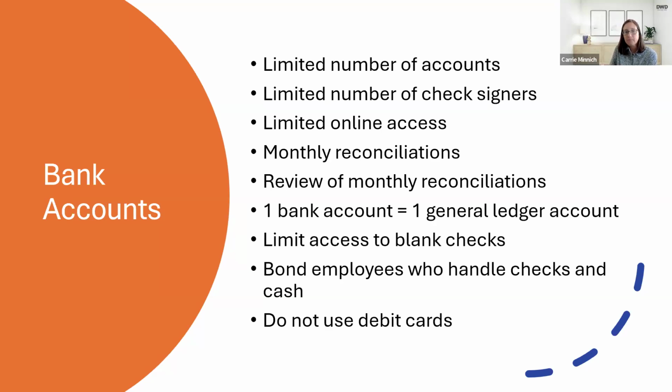Online access. Many organizations now have online access to their bank accounts to do online banking or to access bank statements, that type of thing. You want to make sure that you know who has online access and what they can do. There are different levels of access that someone can have. Someone might be able to just download reports. Someone might be able to actually make transactions or make payments or make transfers or withdrawals. So you want to make sure that you're aware of who has access to your online bank account and what they can do. So limit that access.